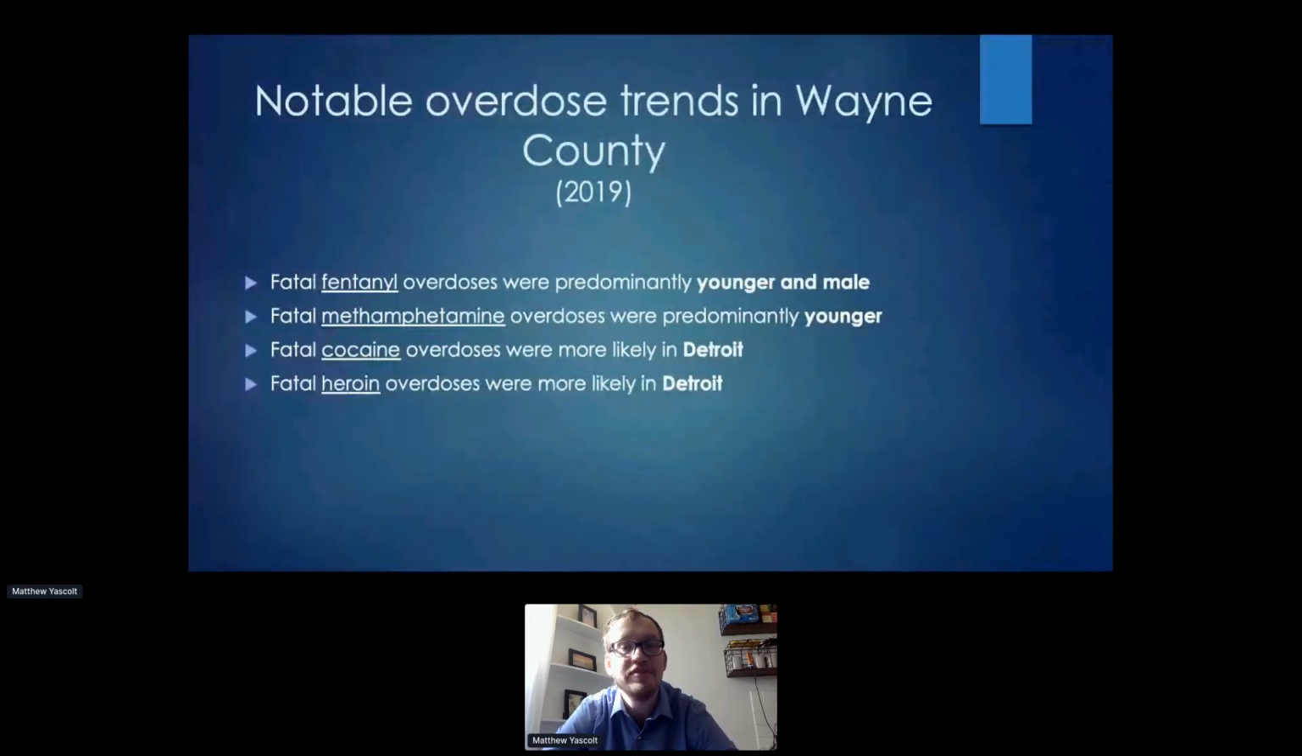Some notable trends here in Wayne County. Fatal fentanyl overdoses were predominantly younger and predominantly male. Fatal methamphetamine overdoses were predominantly younger. Fatal cocaine overdoses were more likely to be within Detroit, and fatal heroin overdoses were also more likely to be within Detroit.